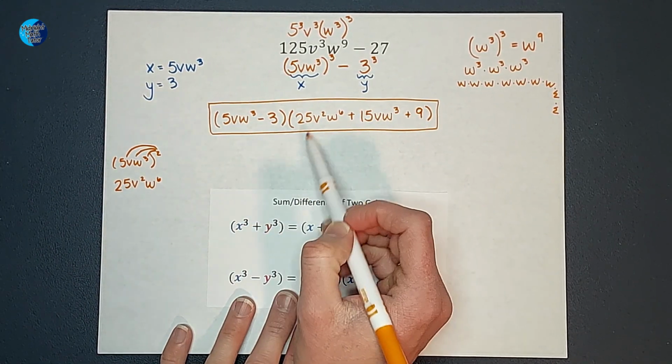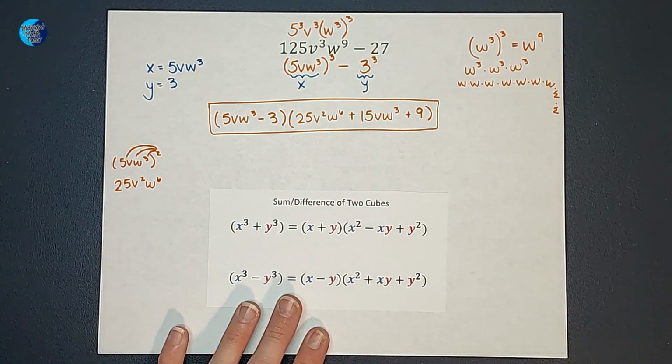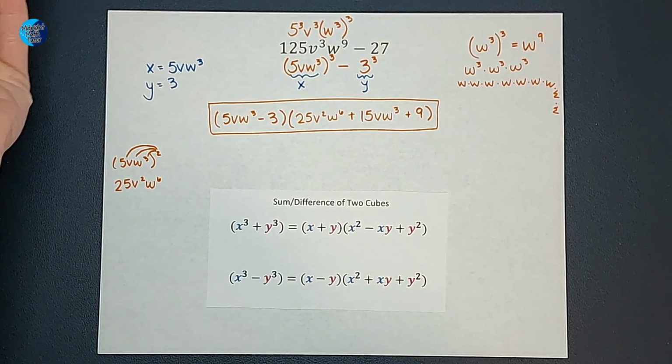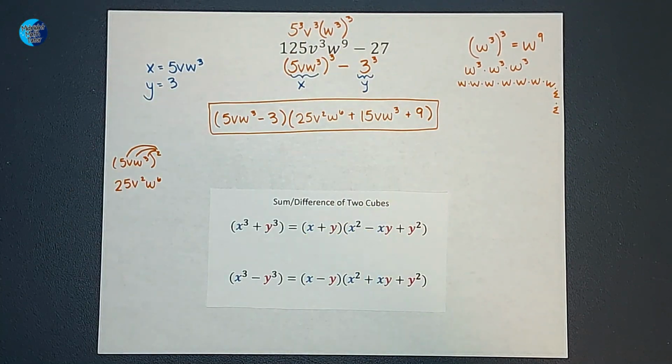You can always multiply these back together to make sure you get that. Also, I didn't say at the beginning, but make sure you always see if you can pull out a greatest common factor before you do this as well. But this one didn't have one.